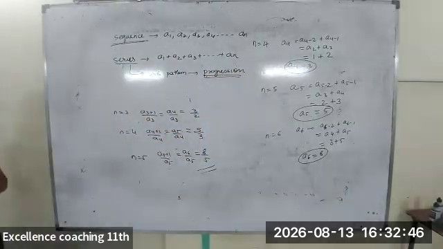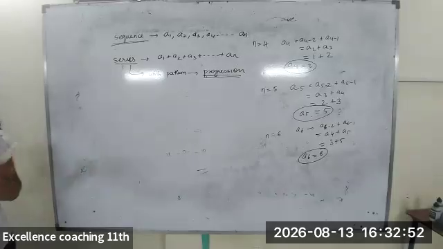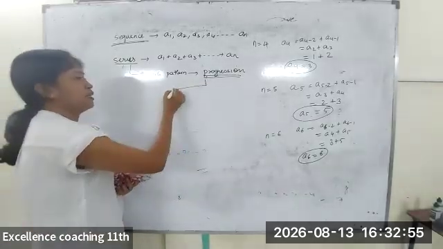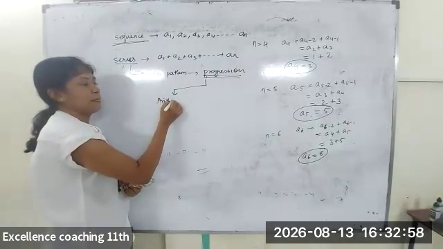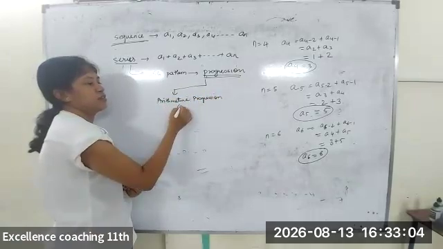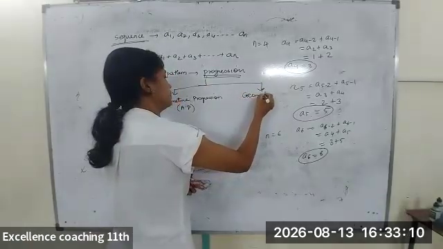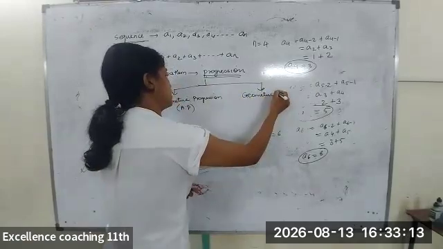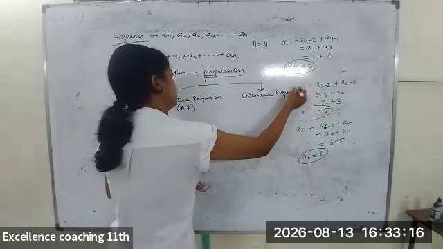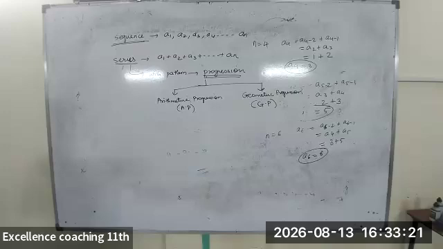No need of learning any theory by heart, just have to understand. Which are the two progressions I think I've taught in 10th standard? Arithmetic progression, AP, and GP. The other one is geometric. So next class we'll start with the actual arithmetic progression. We'll stop here.